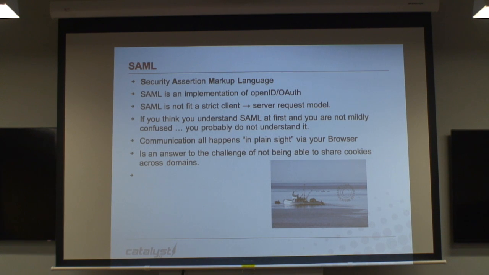I'll jump straight to point number four. If you look at it and read about it and think you understand it at first, and you're not mildly confused, then you probably don't understand it. It is confusing. It is tricky. It's an elaborate solution. To me, I see it's just an elaborate solution to the fact that you can't share cookies. You can't share a cookie from one site to the other.